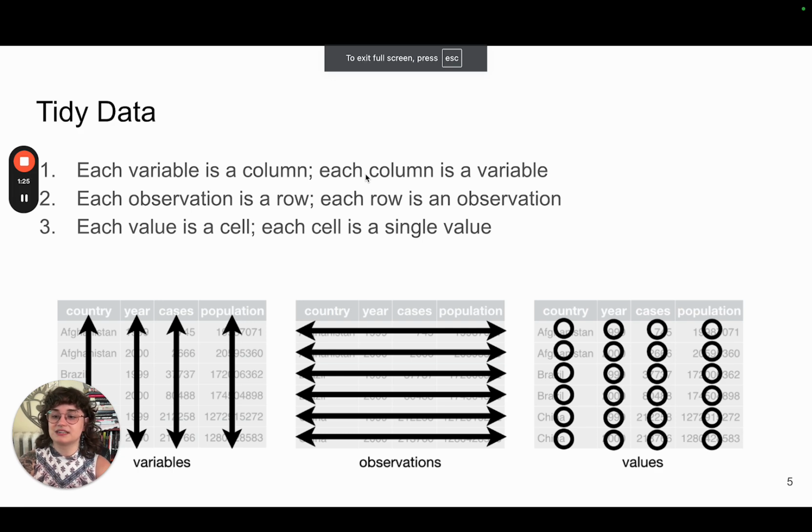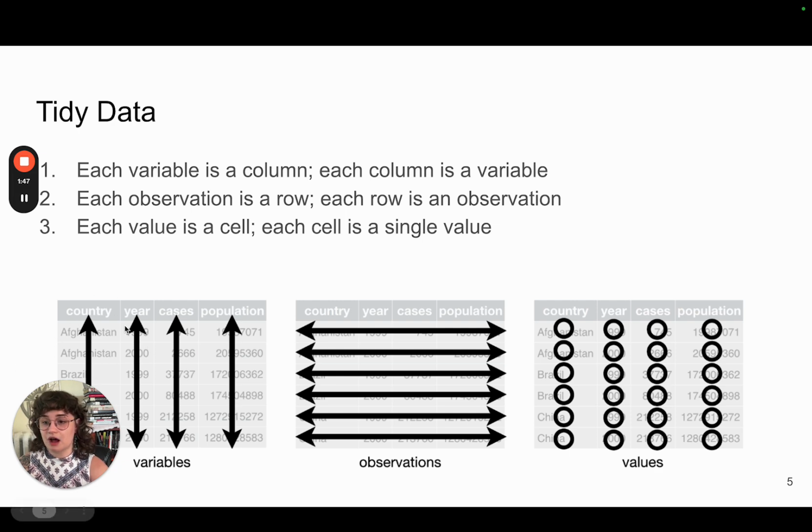When we think about the Tidyverse, that's built on data that is tidy. And by tidy, we mean the following: that every variable is a column and each column is a variable. Each observation is a row and each row is an observation. And finally, each value is a cell and each cell is a single value. So this means that each of these columns only represents a single thing. So country is a distinct variable from year, is a distinct variable from cases, and so forth. There's nothing crammed together representing two things in the same column.